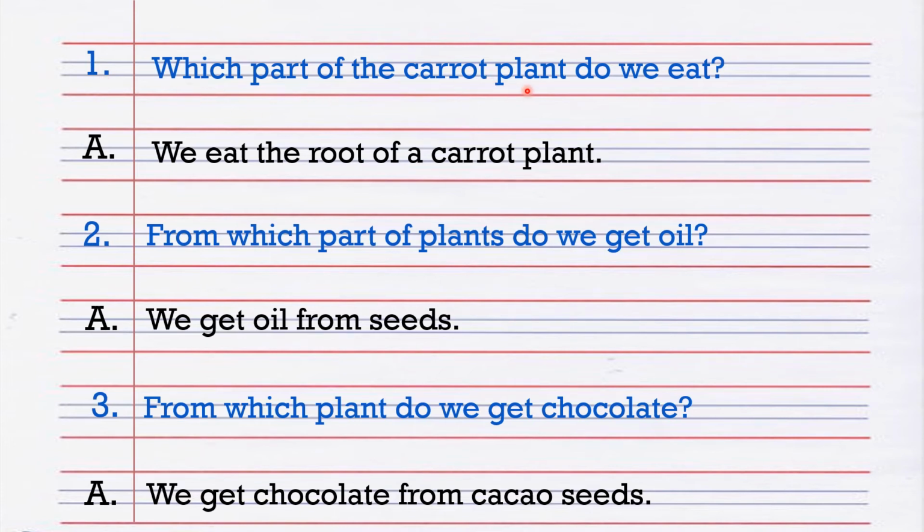Carrot plant जो होता है उसका हम कौन सा पार्ट खाते हैं? We eat the root of a carrot plant. So जो हम carrot खाते हैं, that is basically the root of the carrot plant. So we eat the root of a carrot plant.